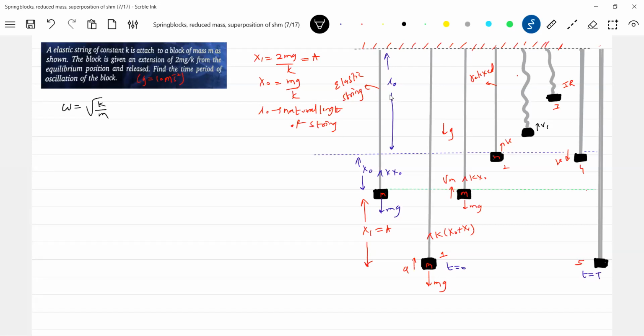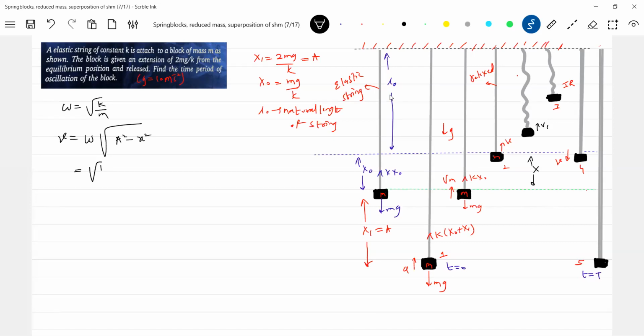What to do after this? Shall we calculate V first? Okay, let me get into the calculation of V. V equals omega times the root of A squared minus x squared, where A is the amplitude. What is x? x is equal to mg by k.